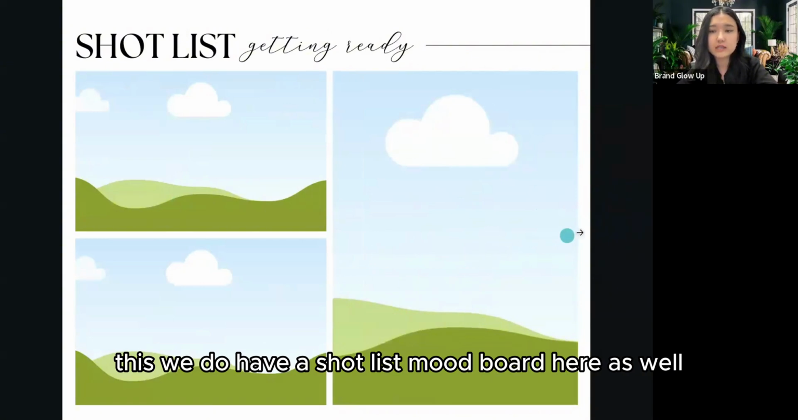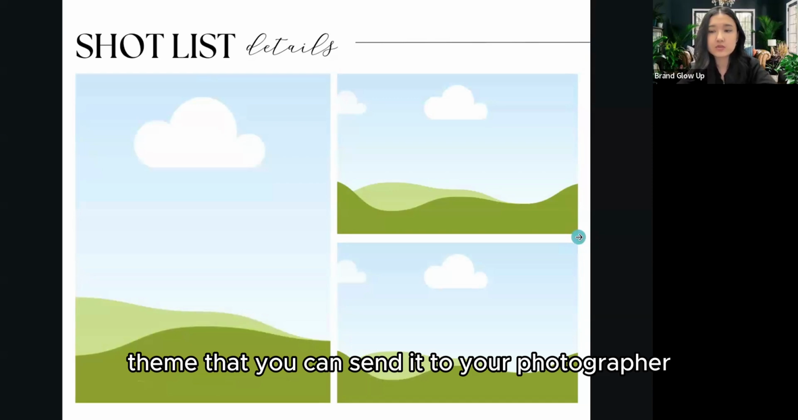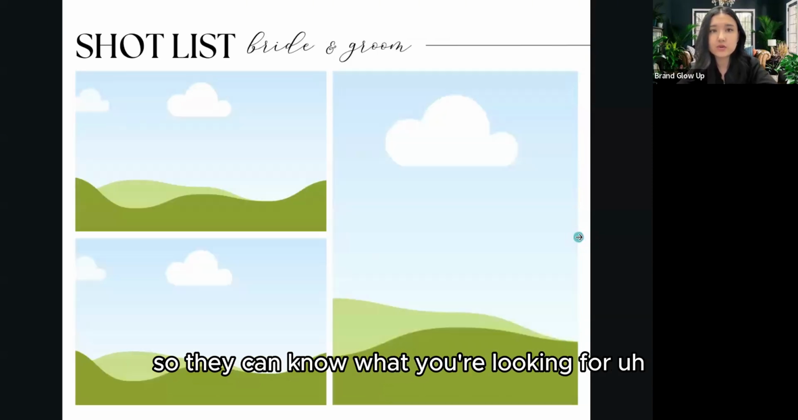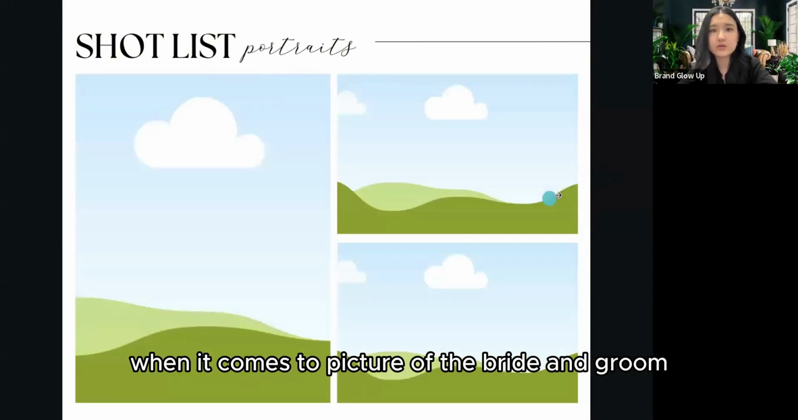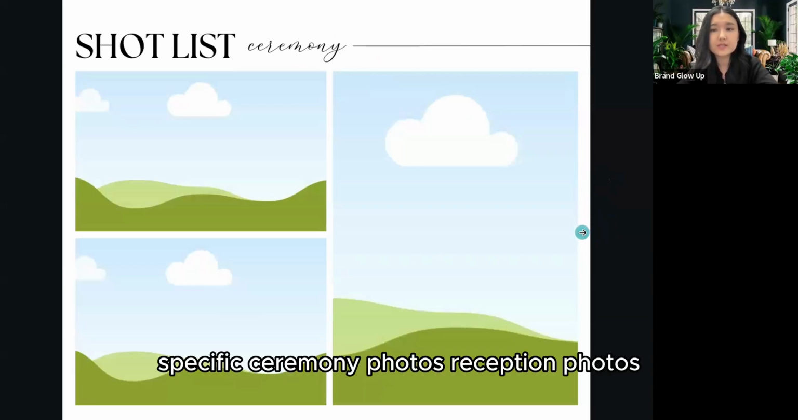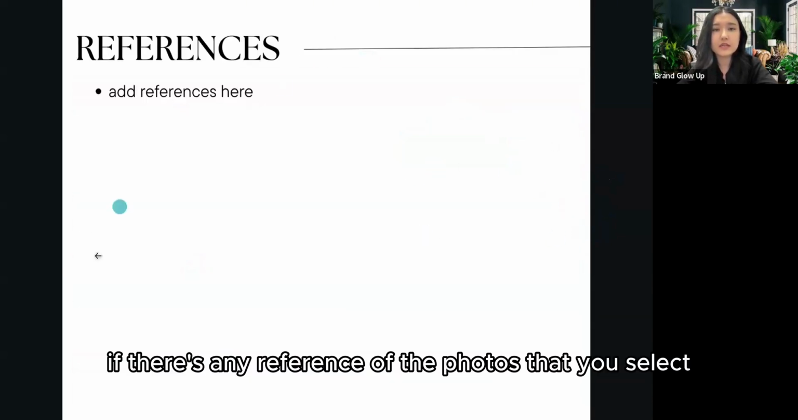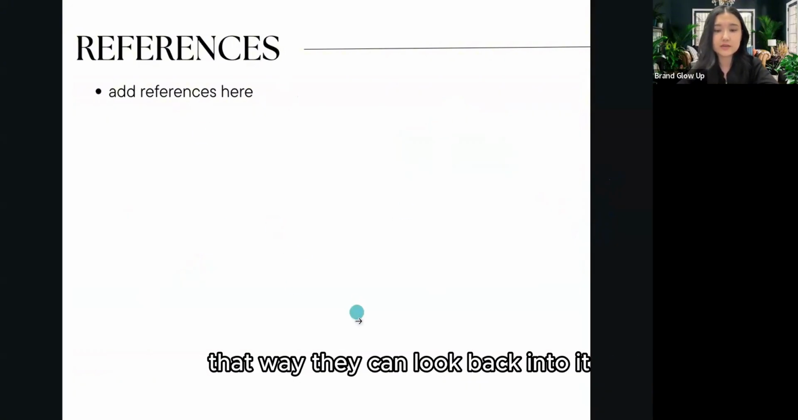We do have a shot list mood board here as well. This is basically an overall theme that you can send to your photographer so they can know what you're looking for when it comes to pictures of the bride and groom, or if you want portraits, specific ceremony photos, reception photos. And if there's any reference of the photos that you selected, you can input it here as well. That way they can look back into it.